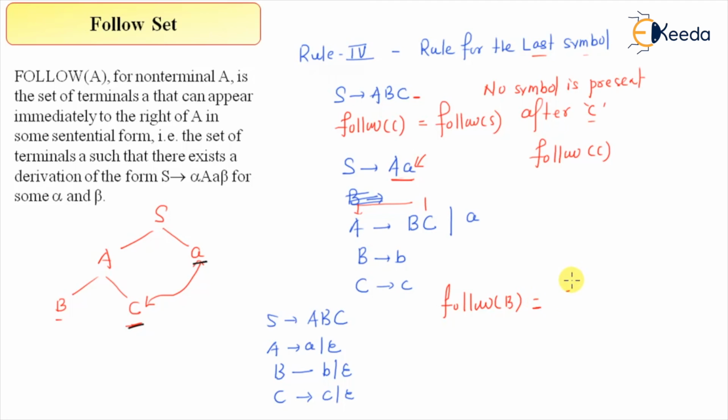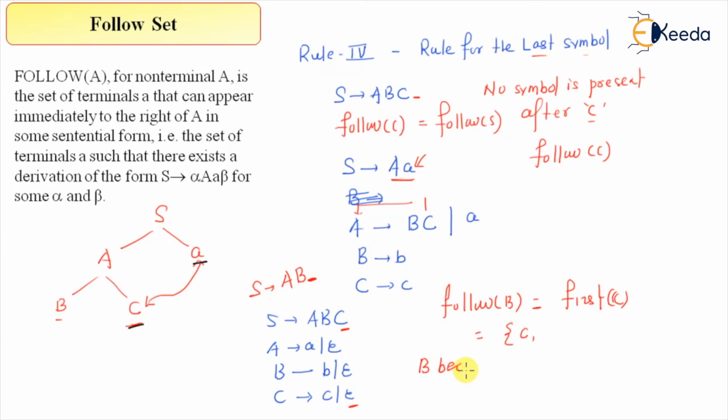Follow of capital B will be equal to First of C. Now First of capital C is equal to small c, so I'll put this symbol over here. But the problem in this case is that C can also be reduced to epsilon. If C derives epsilon, then this production becomes S derives A and B, meaning I replace this C position by epsilon. So C I included over here, but that's not all, because C is deriving epsilon, and B becomes the last symbol.